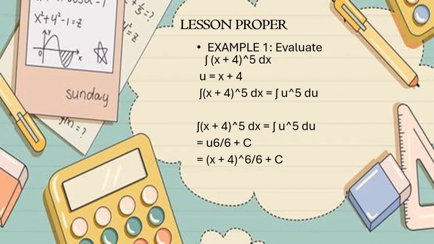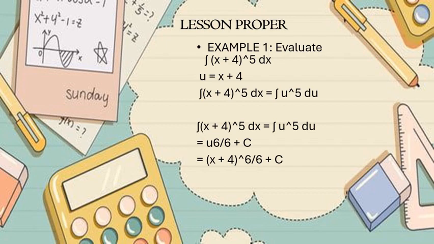But we must take care of the substitution appropriately for the term dx. Now, since u = x + 4, it follows that du/dx = 1, so du = dx. Substituting for x + 4 and dx, we have the integral of (x + 4)^5 dx equals the integral of u^5 du.